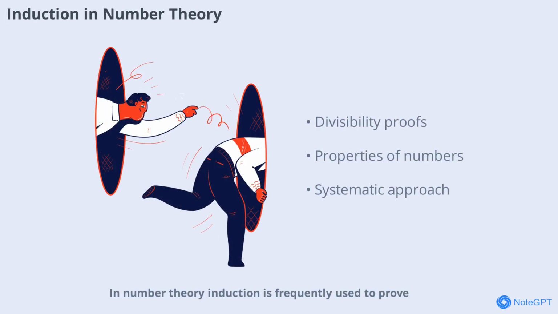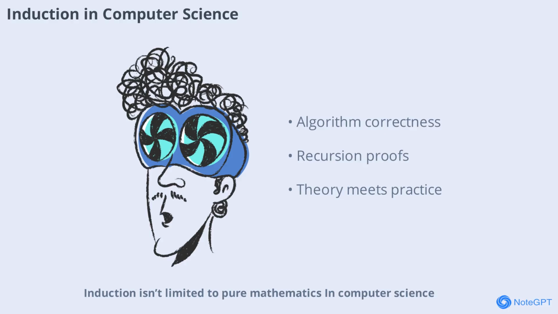In number theory, induction is frequently used to prove divisibility statements and properties of numbers. For example, proving that a certain expression is always divisible by a given number for all natural numbers. Induction provides a systematic approach to tackle these problems, ensuring that the property holds for every case, no matter how large.